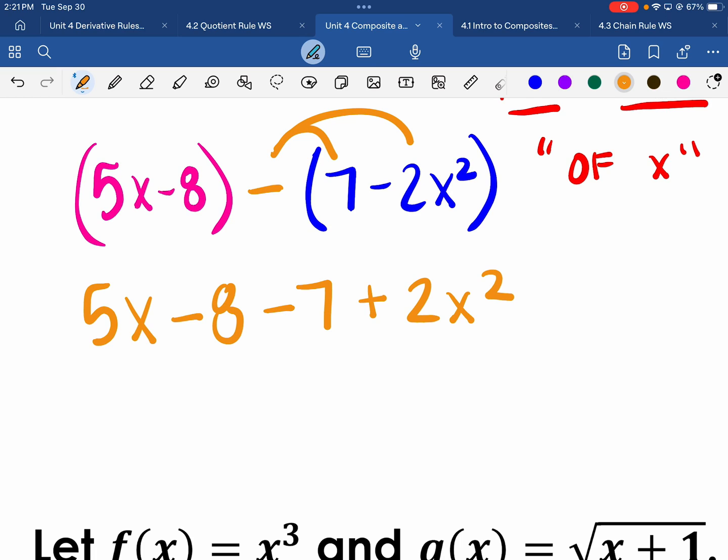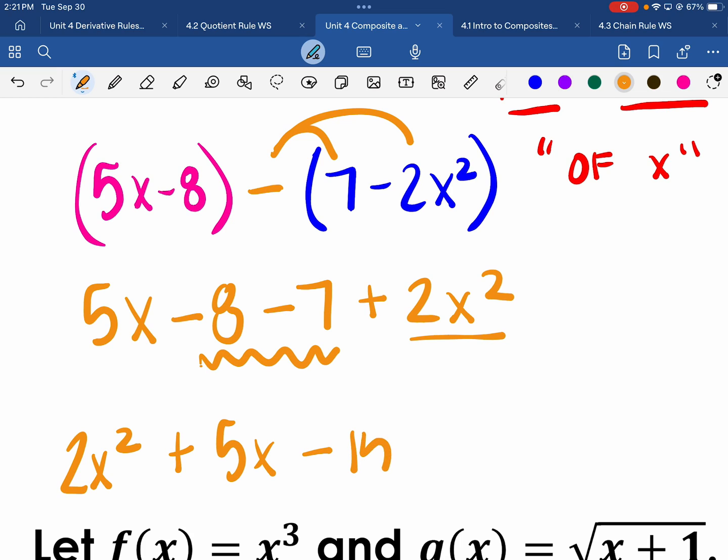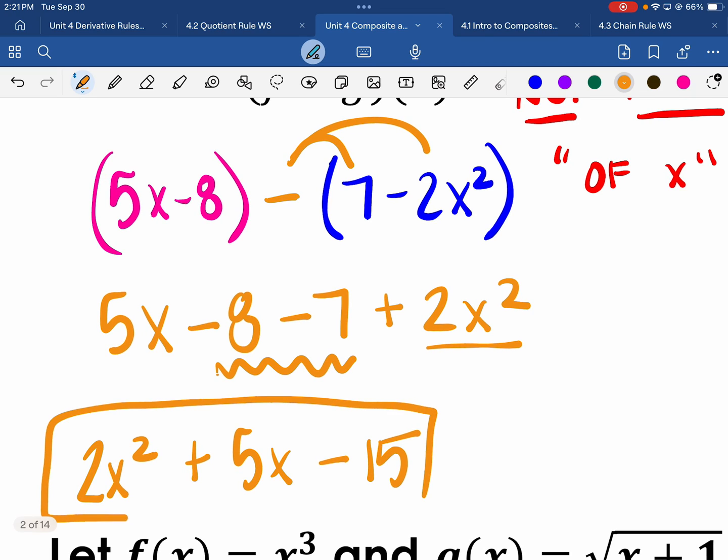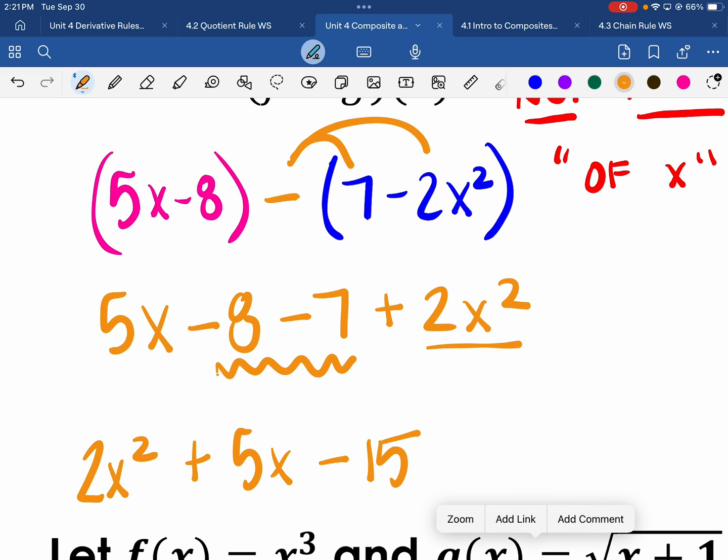Okay, so from here I have all my terms, and I'm going to combine like terms. Can you combine anything with the 2x squared? Nope. What about with the 5x? Nope. And what about the negative 8 and the negative 7? Yes, negative 15. And that's your answer.